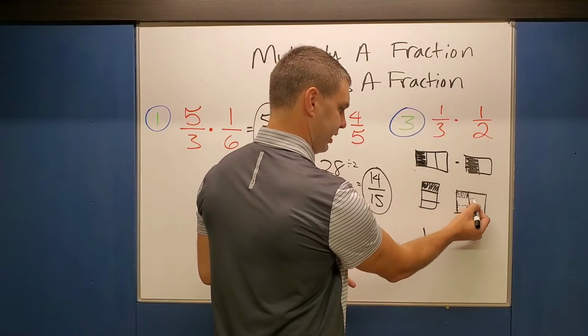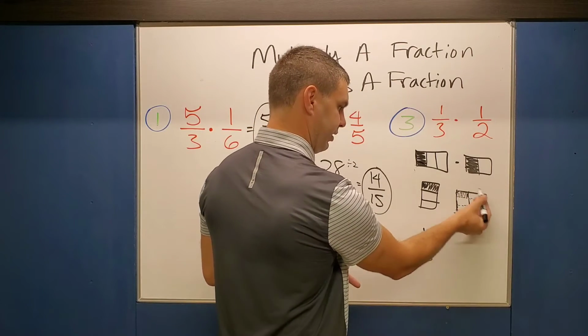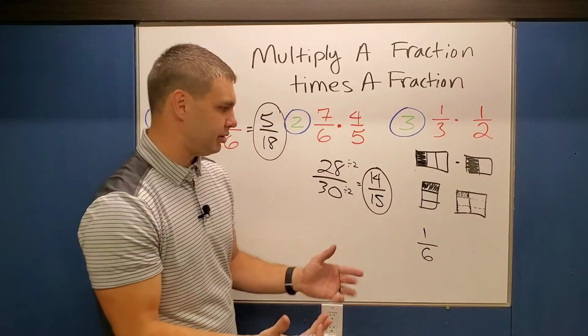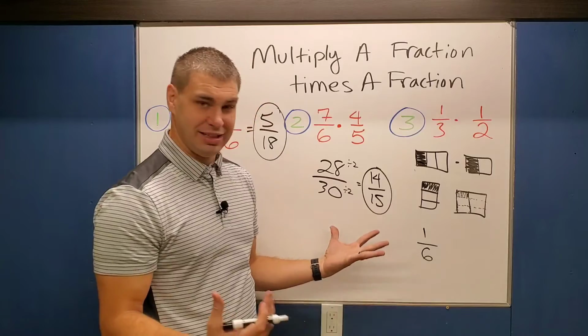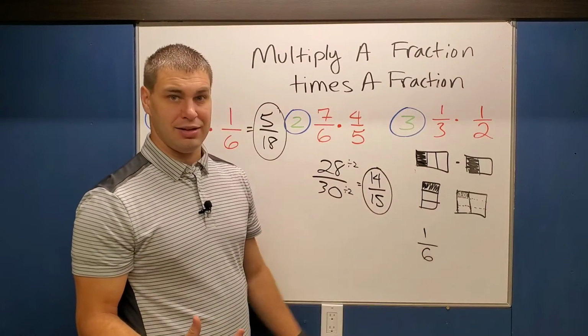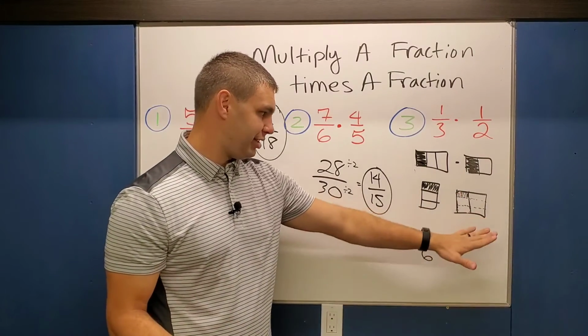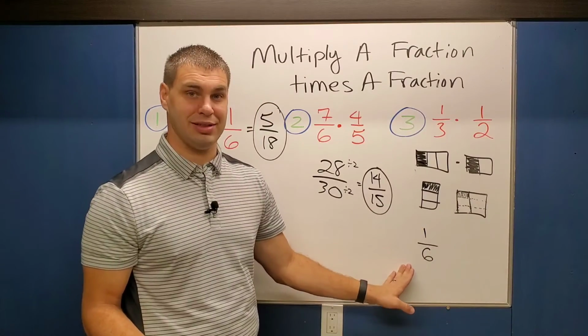Well, if I continue those dotted lines, out of that whole original part, there's only 1 out of 6 of those that are shaded in. And so that's why this works, right? Only 1 out of 6 is shaded, and so therefore 1/6 is our answer.